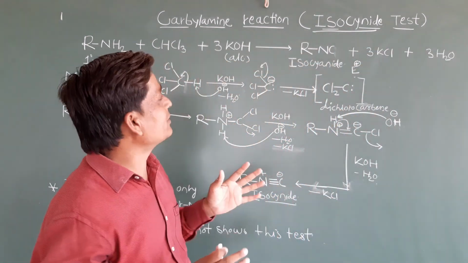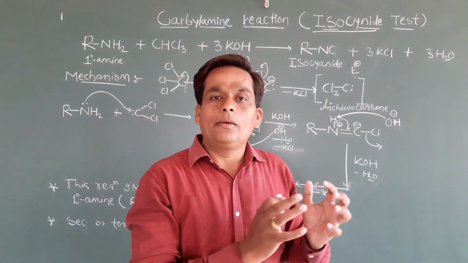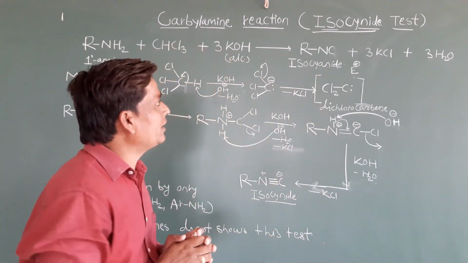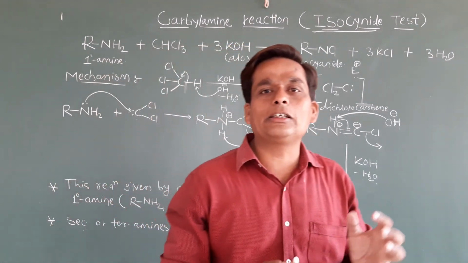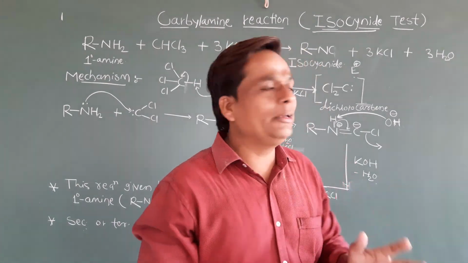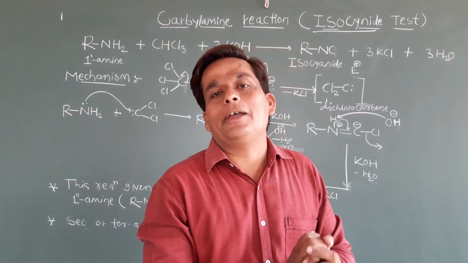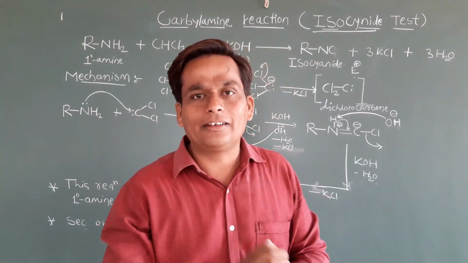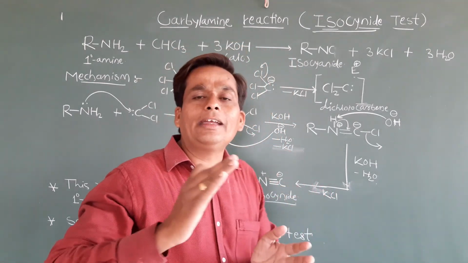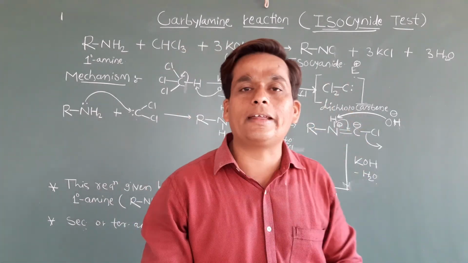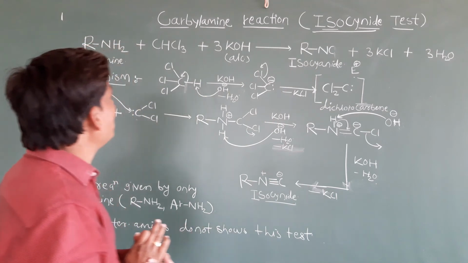With this reaction we can test primary amines only, not secondary and tertiary. By using this isocyanide test, we can check whether it is a primary, secondary or tertiary amine. Means only primary amines, both aliphatic and aromatic, can be checked by this isocyanide test. This is the carbylamine reaction.